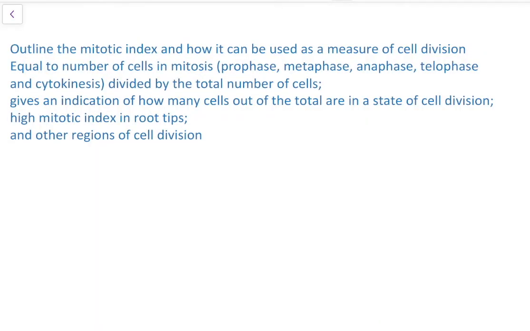Here's our summary. So the mitotic index is all the cells in mitosis, any of those stages, prophase, metaphase, anaphase, telophase and cytokinesis, divided by the total number of cells. And that gives us an indication of how many cells are in a state of cell division. And we get a high mitotic index in root tips, shoot tips, and other regions of cell division and growth.